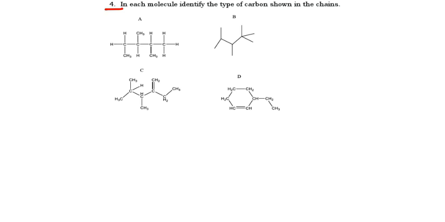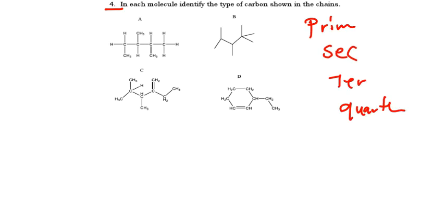So here we're identifying the type of carbon. So we can identify carbons as primary, secondary, tertiary, and quaternary, based on the number of hydrogens that are connected to them.